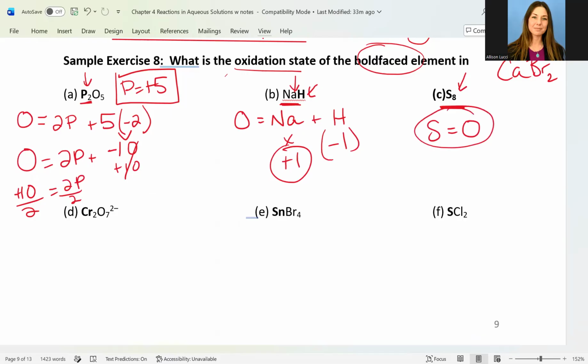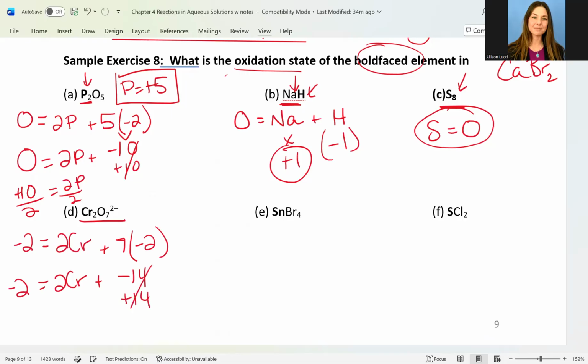In part D here, I now have a charged species. So that -2 is the sum of all the charges of the 2 chromiums in this dichromate ion, and then 7 oxygens, which we know will be -2, except in a peroxide. So that gives me net -14 plus 2 chromiums equal -2. I'm going to add 14 to both sides. So that means that 2 chromium must equal +12. So if I divide by 2, that means each of these chromiums in this compound has a +6 oxidation state.